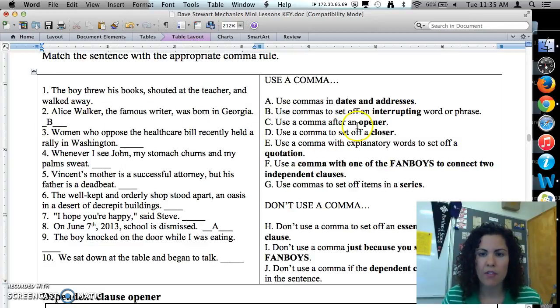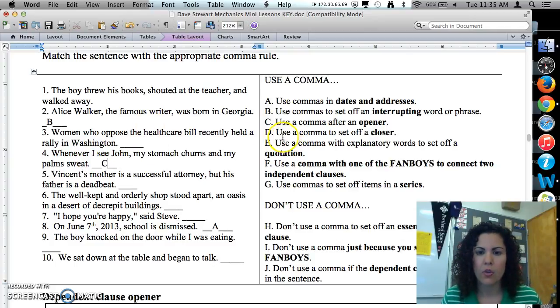Then I could use a comma after an opener. So I'm going to look for a phrase, comma. That's not a phrase. That's a complete sentence. That's not a phrase. Whenever I see John. That's a phrase. Whenever I see John, because it has that whenever. So that would be C, opener.